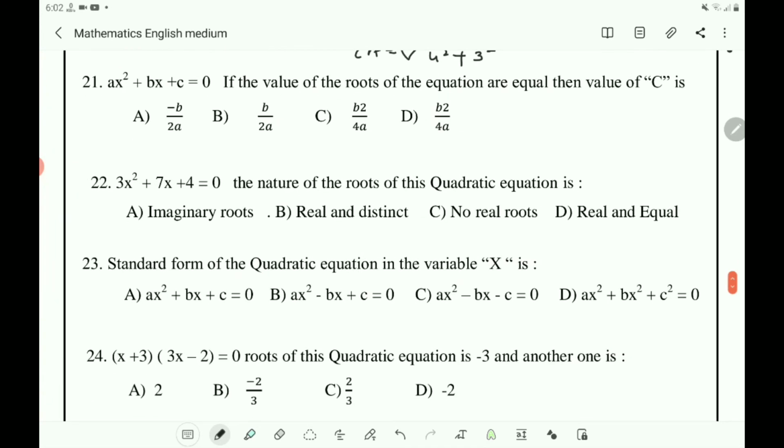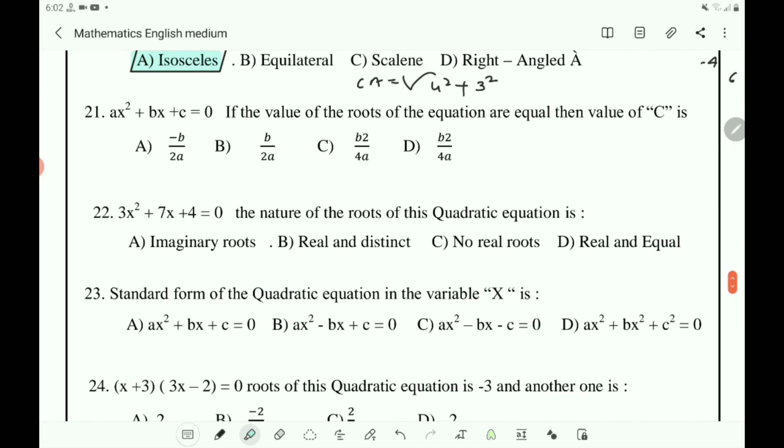Then you take question number 21. ax squared plus bx plus c equals 0. If the roots of the equation are equal, then the value of c is. Here you write b squared minus 4ac equals 0. Why do we write b squared minus 4ac equals 0? Because the roots are equal. Then what you have to find out is the value of c.